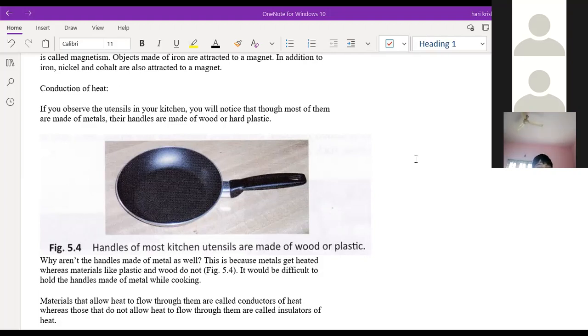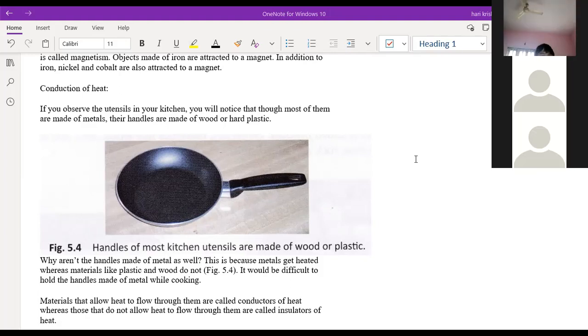Cooking utensils. Okay. Suppose you take a wood piece, will it conduct the heat? Sir, it will catch fire, but it will not conduct the heat. Very good. Wood will catch fire, but it will not conduct the heat, right? Same with plastic also. Sir, some stones will conduct the heat.